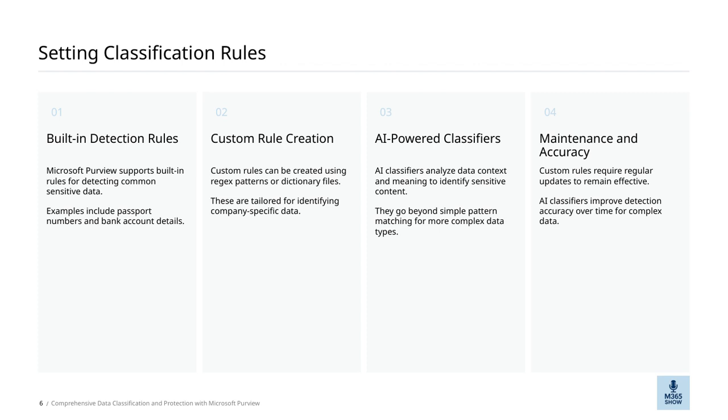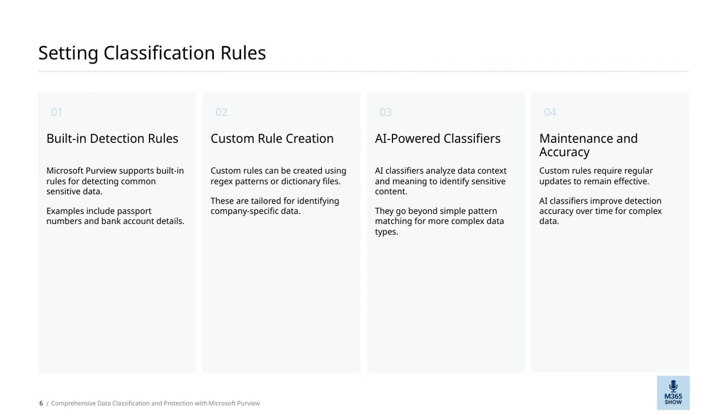Unlike simple pattern matching, these classifiers analyze the context and meaning behind the data, allowing for a more nuanced identification of sensitive information. When creating custom rules, you have the flexibility to use regex patterns or dictionary files. This customization helps tailor the detection process to your specific needs, particularly for company-specific data that might not be covered by standard rules. Speaking of standard options, Microsoft Purview also offers built-in rules for common sensitive data types.